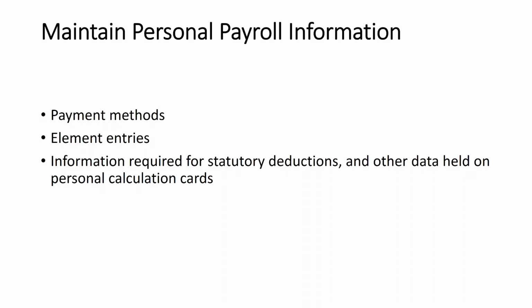As discussed earlier, for UAE legislation, we mandatorily need the statutory deduction for social insurance. So for that also the same report can work. This is actually an element entry for the social insurance element. So from the same element entry report they can check if there is an entry for this element. So this will complete the maintain personal information.